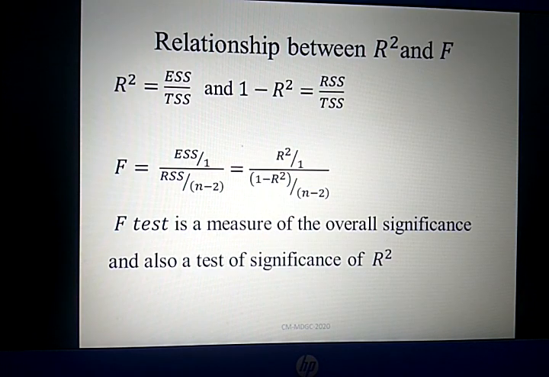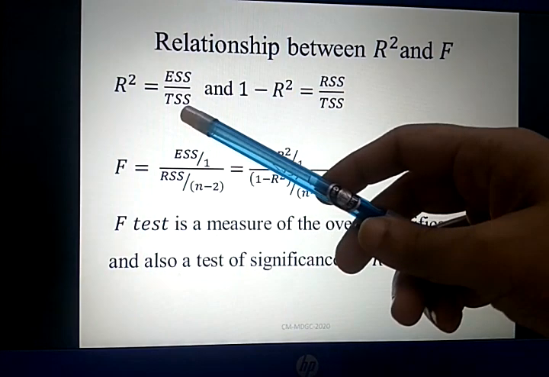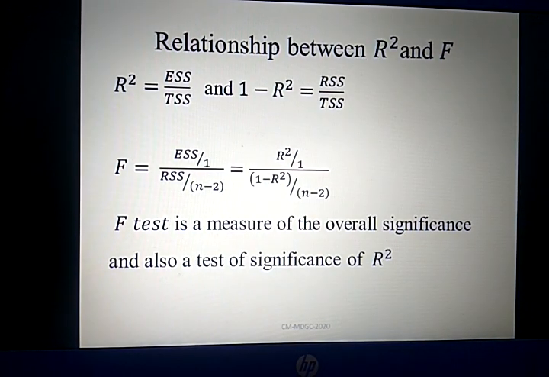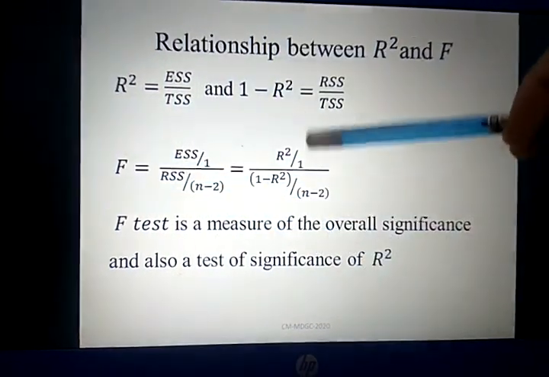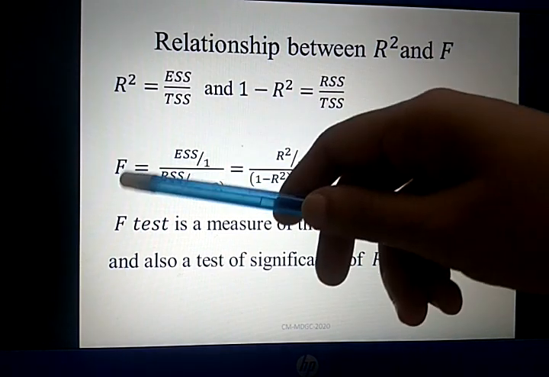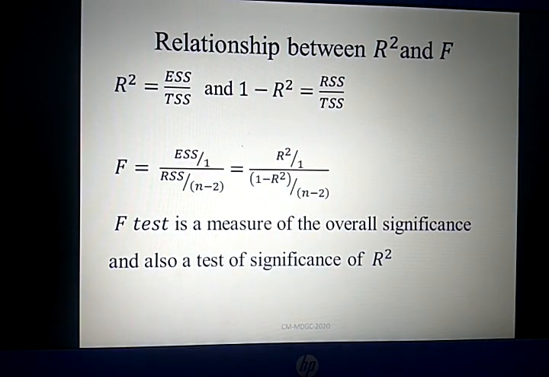Also, there is a relationship between r square, that is goodness of fit, and the F ratio. As r square equals ESS by TSS, so 1 minus r square equals RSS by TSS. Using this we can write F equals r square by 1 divided by 1 minus r square by n minus 2. Therefore, F and r square vary directly. The higher the value of r square, the higher will be the value of F, and it becomes statistically significant so that we can reject the null hypothesis beta 2 equals 0. When r square equals 1, F becomes infinite, and when r square equals 0, F is also 0.